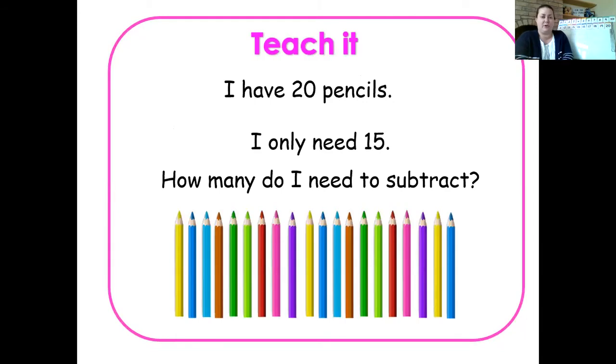I've got a little bit of a problem here. So I've got 20 coloured pencils on the screen. Okay, now they're brand new, nice and sharp, but I only need 15 of them. So we need to work out how many do I need to subtract? How many do I need to take away? So think about how you might do that.